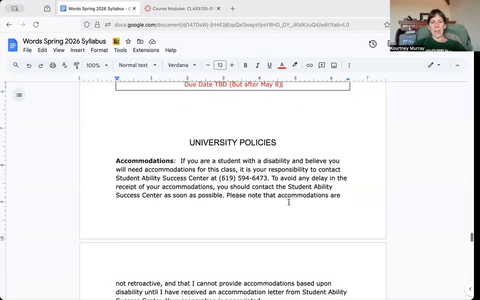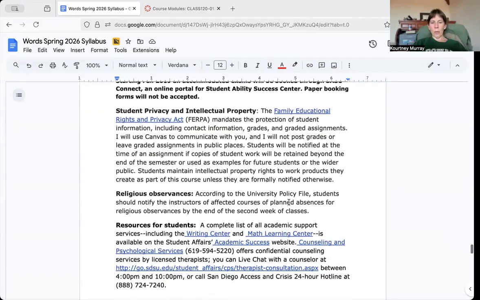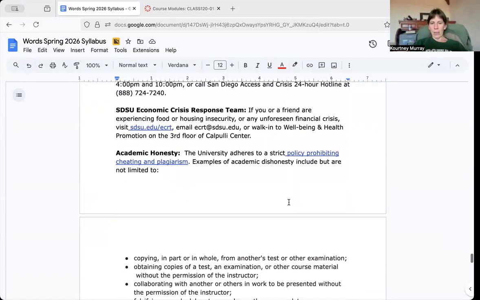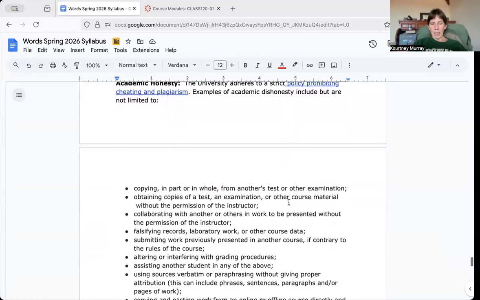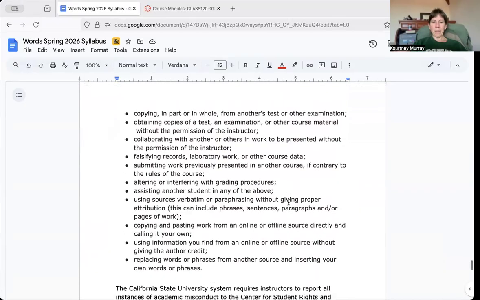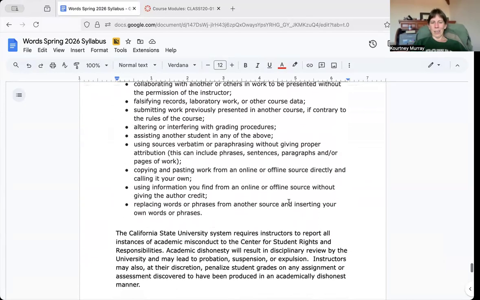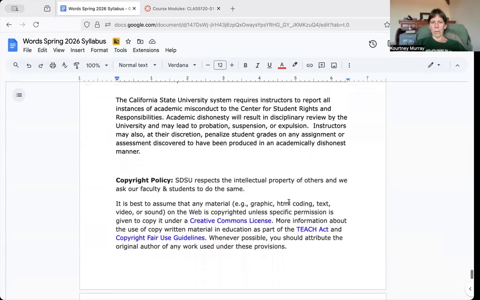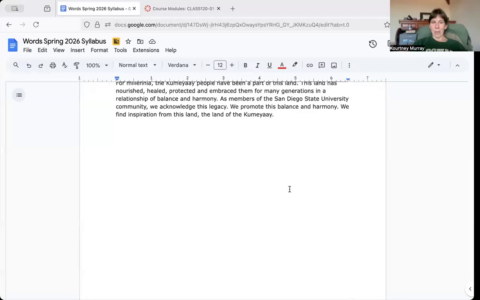Okay, so that's that. Here are our university policies, so if you need this information, it is here for you. And academic honesty is very important, an important thing to take seriously. I think you get it. We're living in the world of AI fear. So there you go. Okay, so there's the syllabus.